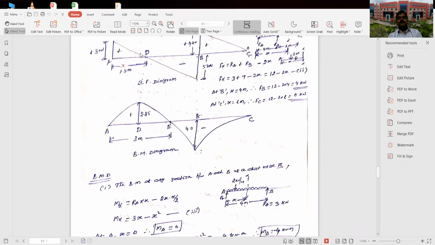So where the shear force is 0, the bending moment will be maximum. Where the bending moment is 0, that point is called the point of contraflexure. Okay, so I hope you understand. Thank you for listening.